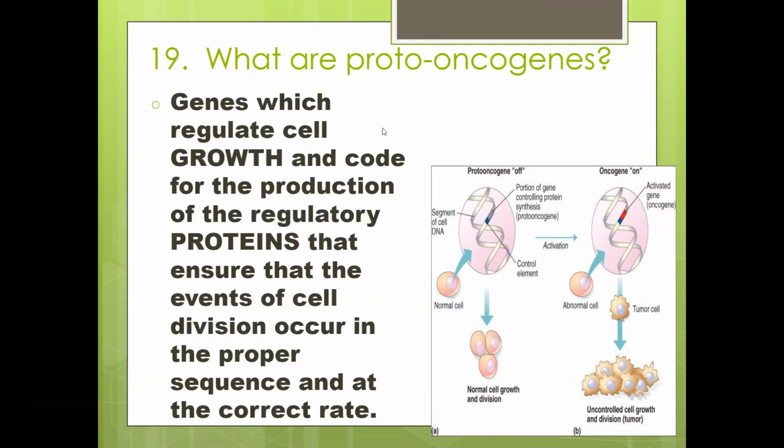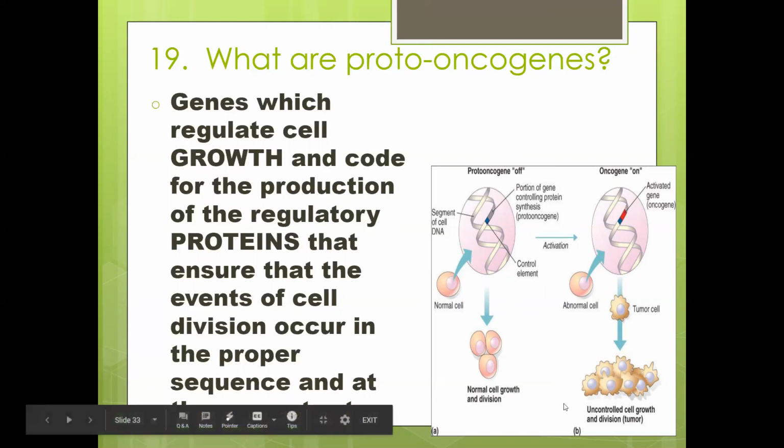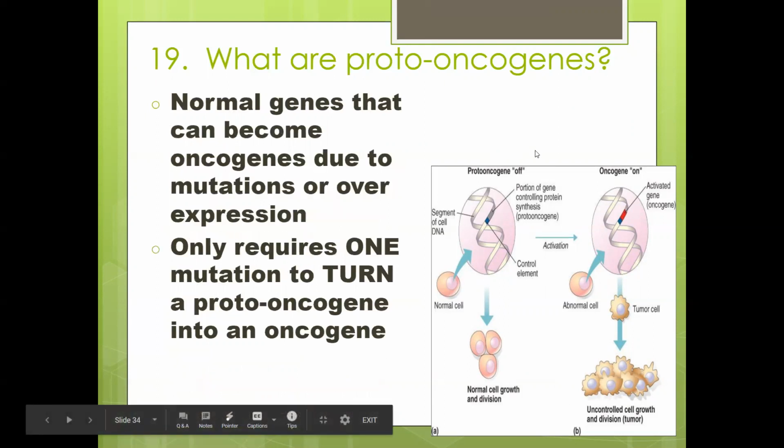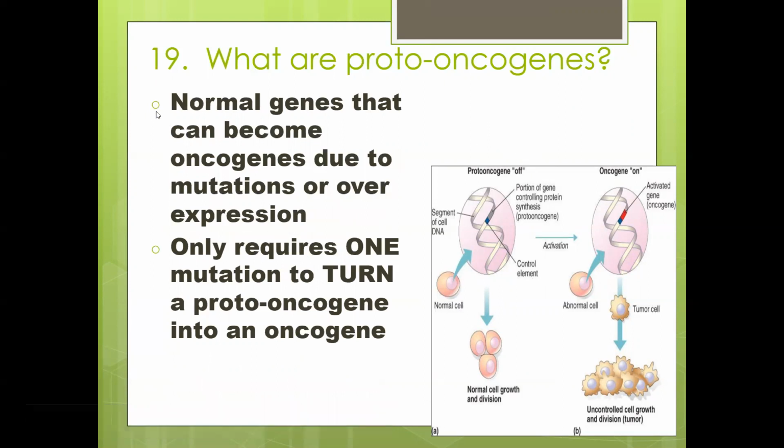Proto-oncogenes, you need these because they're regulators. But if the regulators stop doing their job, then bad things happen. So normal proto-oncogenes, they can become oncogenes. It doesn't necessarily mean that they will. We all have proto-oncogenes in us. They're necessary. Some of us may also have oncogenes in us. Those are proto-oncogenes that have been mutated.